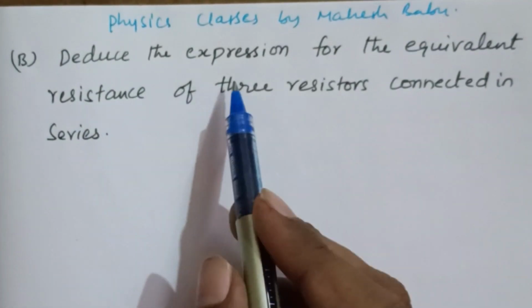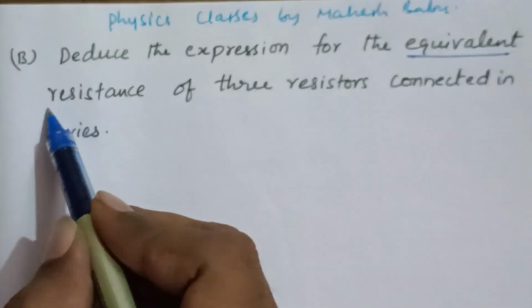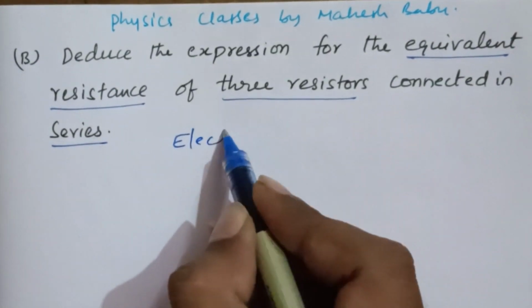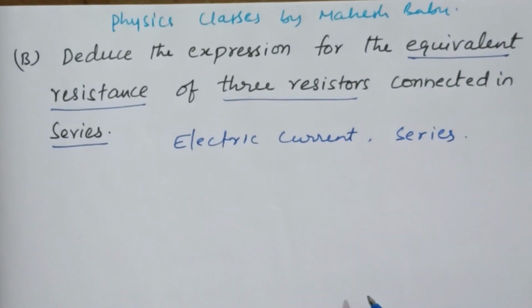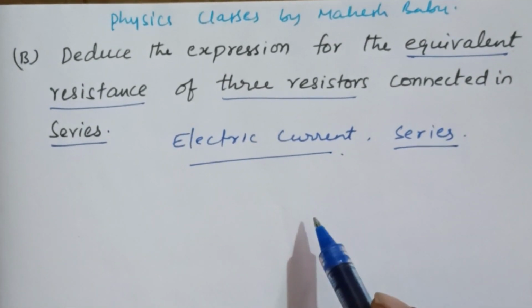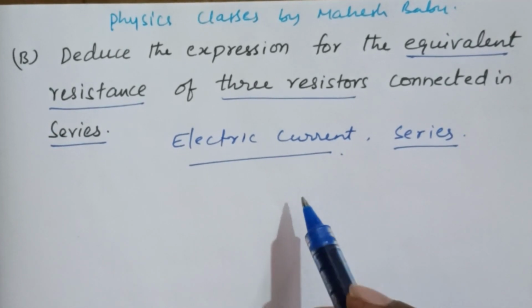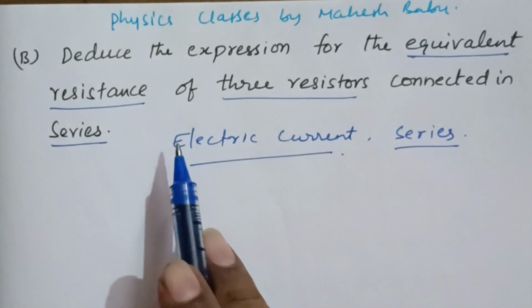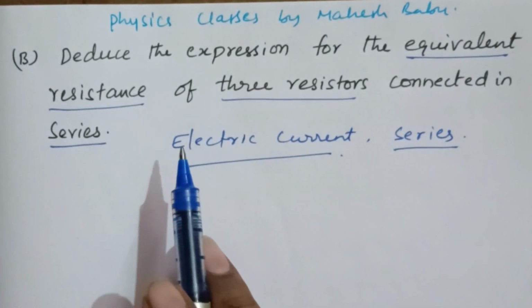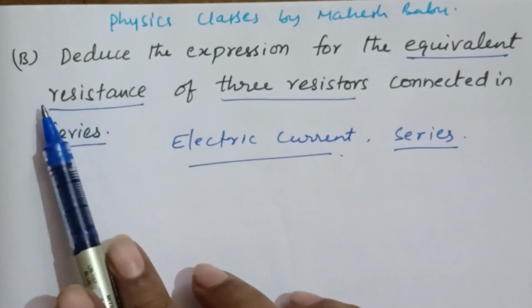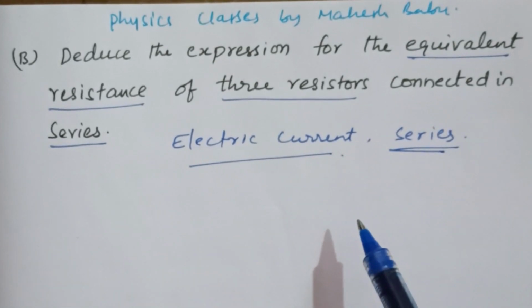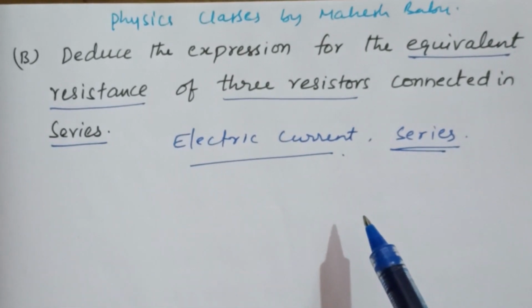Next question: deduce the expression for equivalent resistance of three resistors connected in series. This is from electric current, series combination. This video I already did. It is in our channel. Once you go through it, I'll provide the link in the description. This is the internal choice question, 15th. Eight questions have internal choice. We already discussed 15th A, the definitions. Now this is 15th B, internal choice. The answer to this question is given in our channel. You can go through it. I will provide the link in the description.